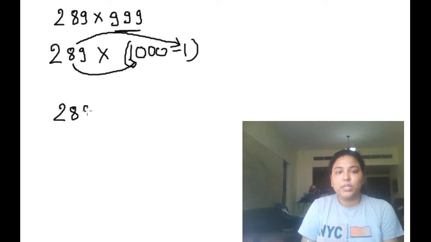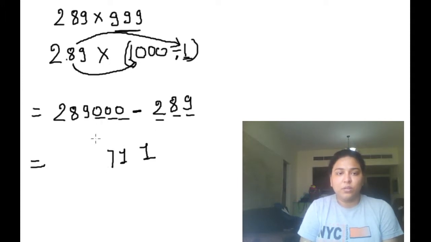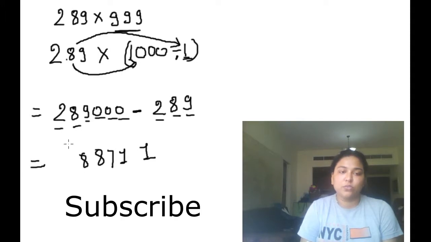So 289 into 1000, put 3 zeros, and then we will write minus, and 289 multiplied by 1 is equal to 289. Next step, 10 minus 9, 1, 9 minus 8, 1, 9 minus 2, 7, this is 8, this is 8, and this is 2. Here is the answer.